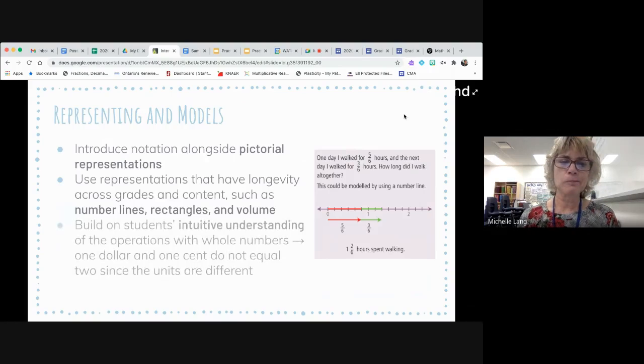And as I mentioned earlier, we want to build on the intuitive understanding that students already have but don't think they have. So for example, we can say to students, if we take $1 and we add $1 and 1 cent, it doesn't equal 2 because our units are different, and help them see that that's the same as taking a 1/2 and adding 1/3. We're adding 2 different units. It doesn't equal 2, and we need to be thinking about the same units when we are adding or subtracting fractions.